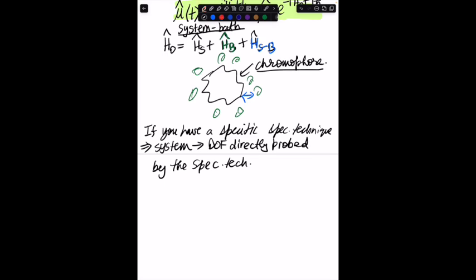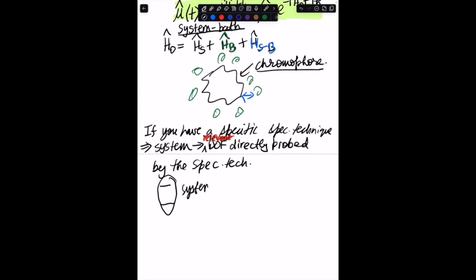So let's just say I'm doing vibrational spectroscopy. Okay, so I should mention that the system only includes the relevant degrees of freedom being probed by the specific spectroscopic technique. So let's just say I'm doing vibrational spectroscopy and I have a specific vibrational transition, and this is the only specific transition which I want to look at. So this would constitute my system.